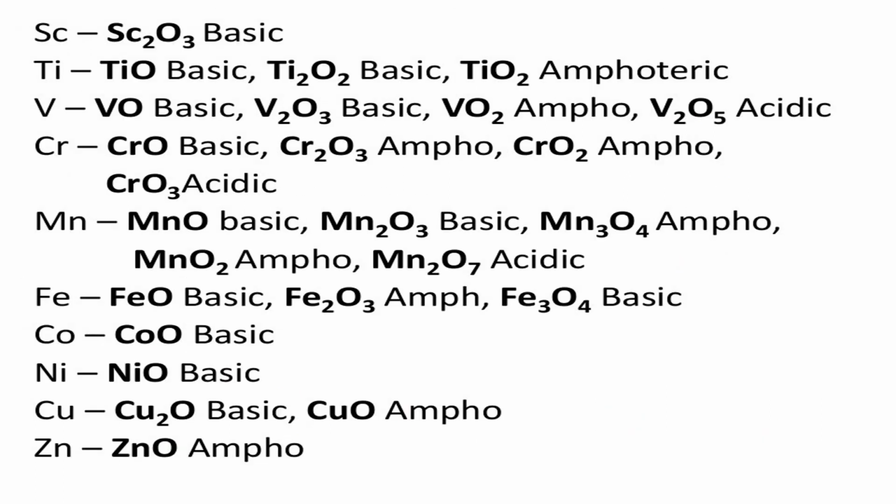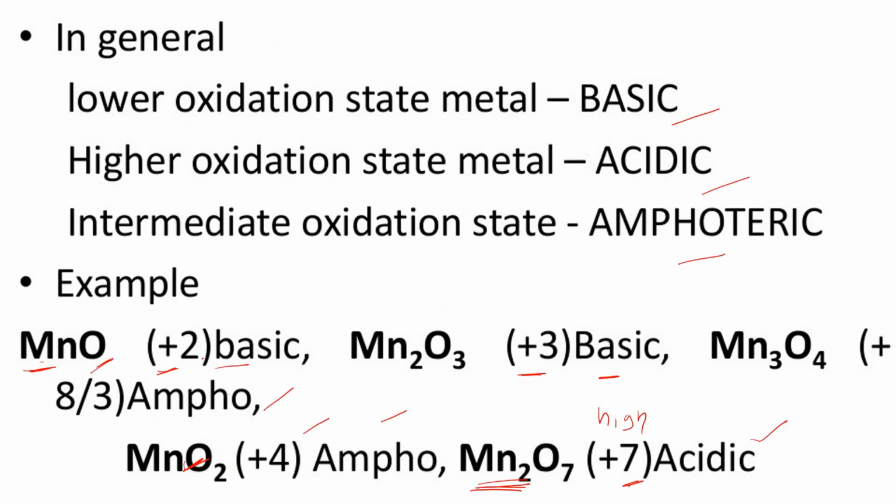We have given some examples. Scandium oxide is basic. Titanium: lower oxidation state is basic, middle is amphoteric. Vanadium: +2 oxidation state is basic, +3 is basic, +4 is amphoteric, and +5 is acidic. So lower oxidation state is basic and higher oxidation state is acidic. A number of examples are given, so study all these oxides. Amphoteric oxides are definitely asked in examinations, so identify them. They are very important from the examination point of view.